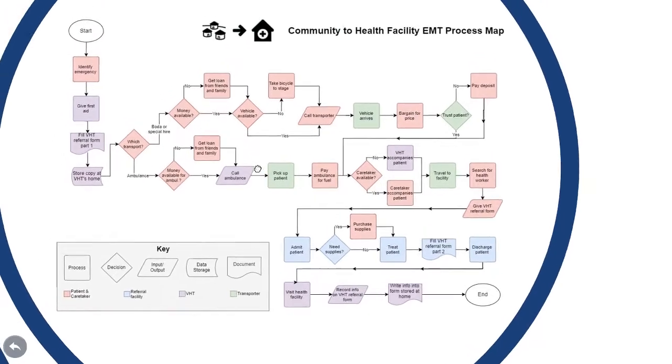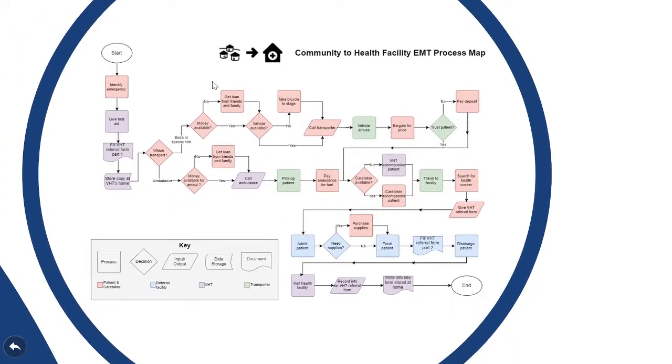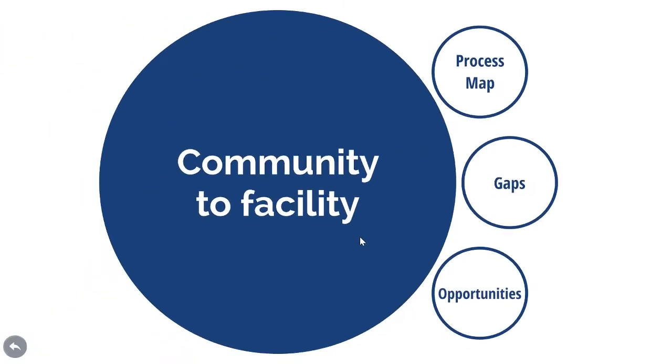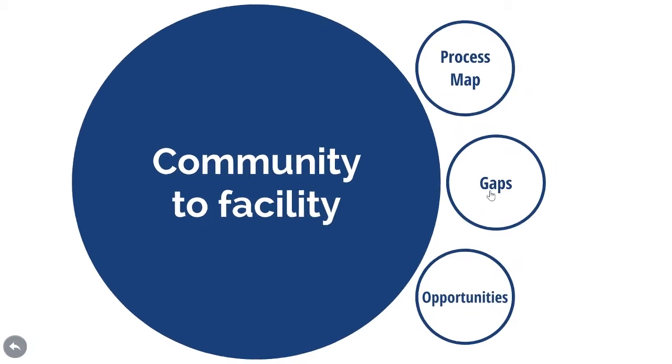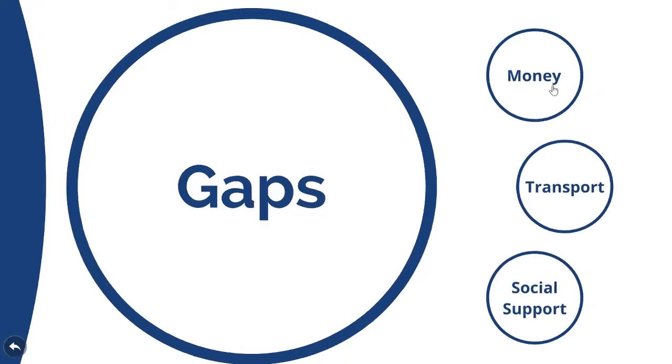So that's an overview of how that process goes. And you'll notice that bargaining and getting the money and collecting money takes up a big part of how this process goes, and it also consumes a lot of time from all reports. So now let me talk about some of the major gaps that we found through doing this process. We're going to classify these in money, transport, and social support.